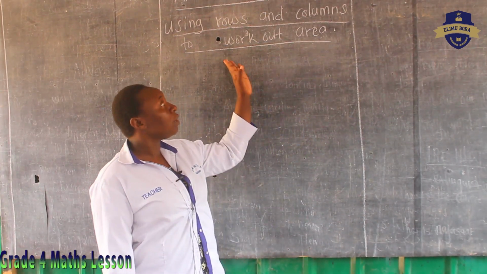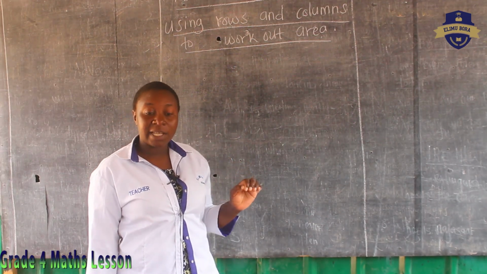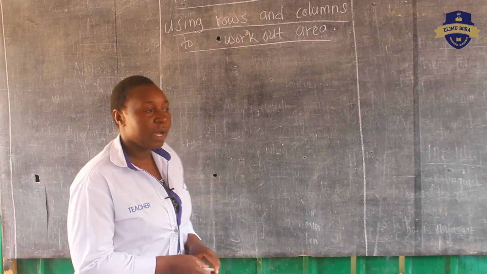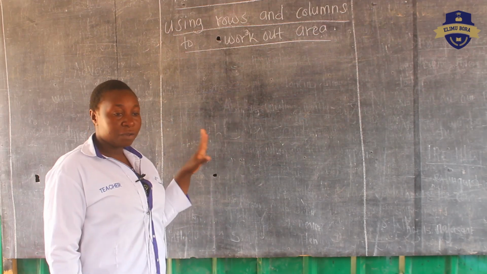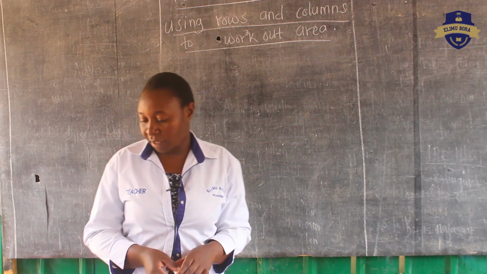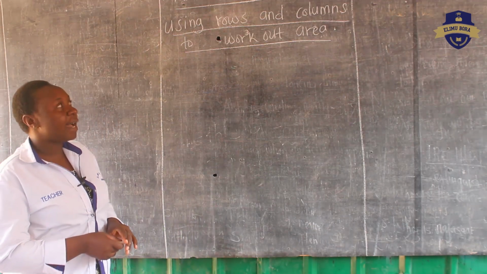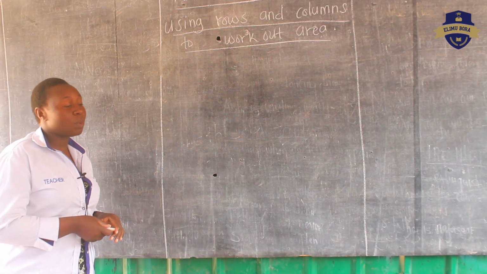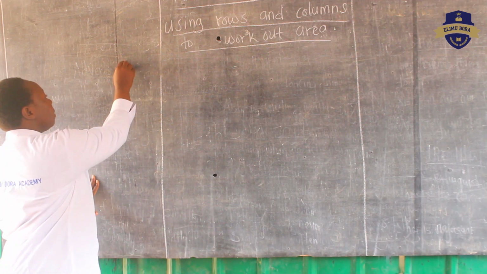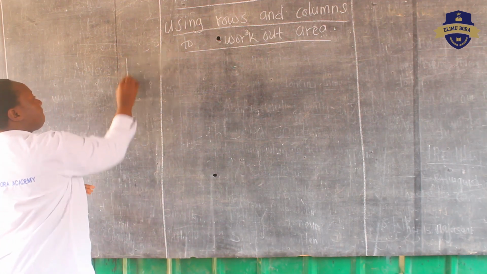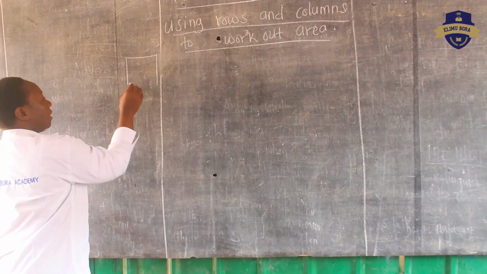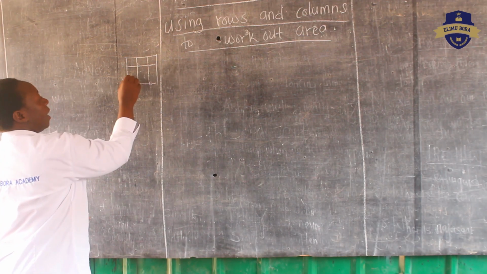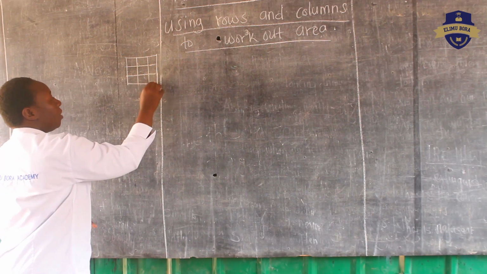So before we know what these rows and columns are, the other time we were also working out area when we were counting the number of squares. The last lesson we looked at working out area by counting squares. So this is what we were doing. We were having a figure like this. Then we divide it into small units, the small squares.